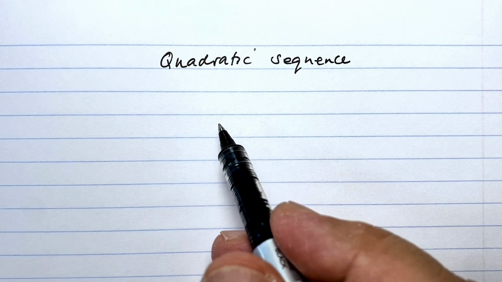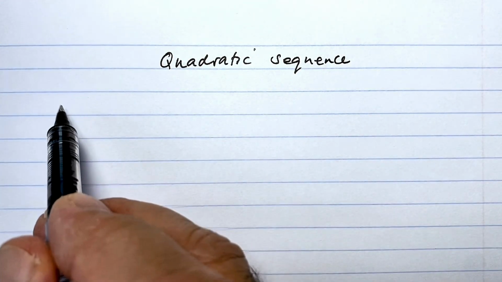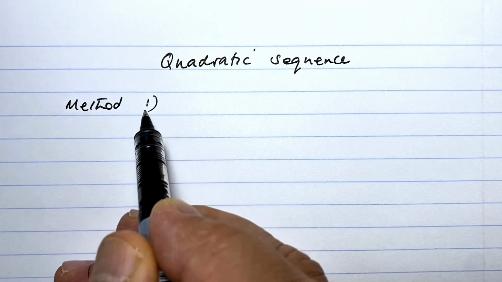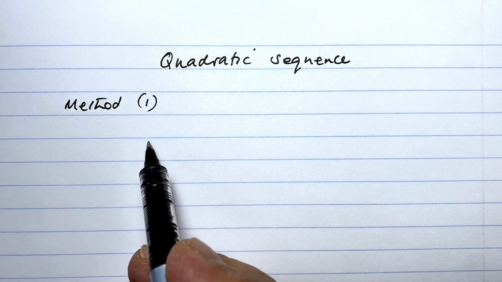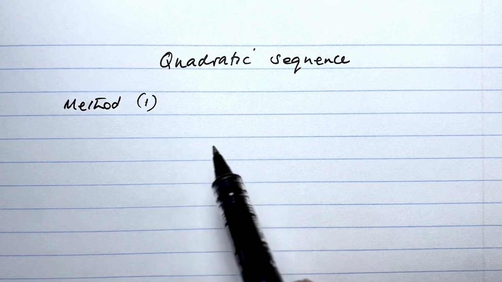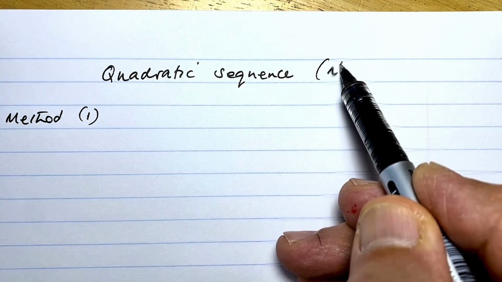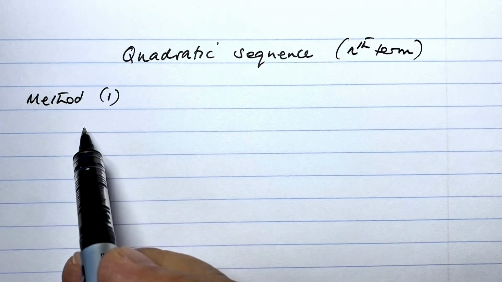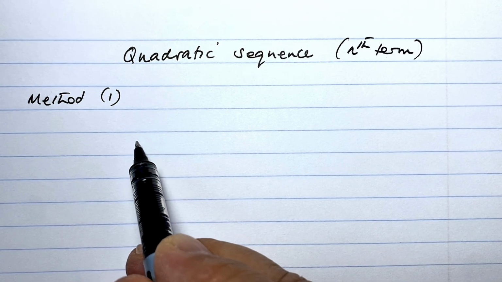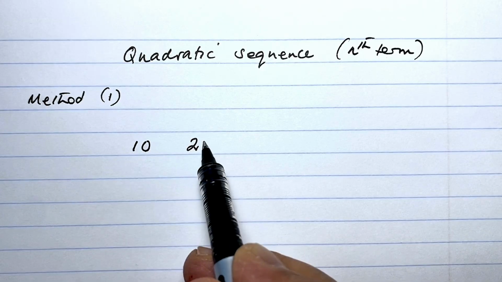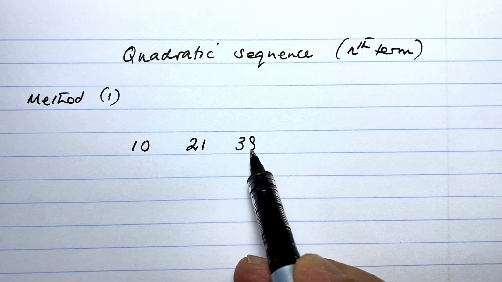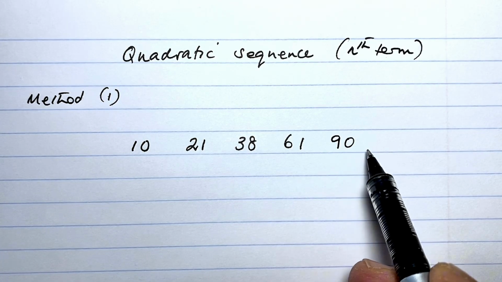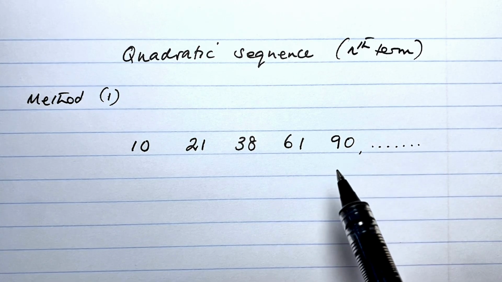There are two methods for this. Using method 1, I want to find the nth term of this sequence, which is 10, 21, 38, 61, and 90. Of course, this goes on and on and on.